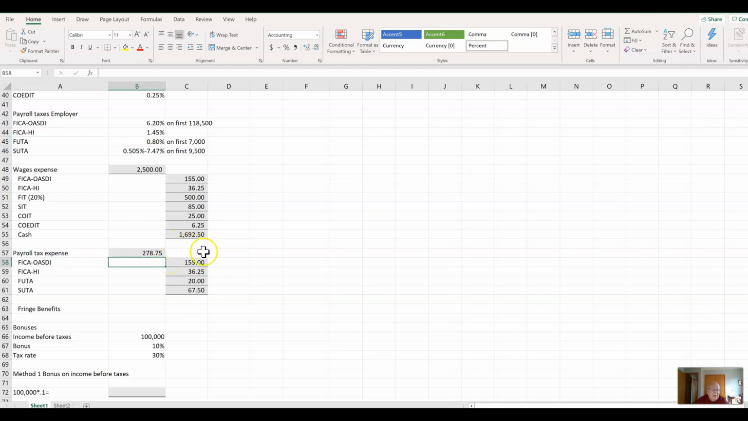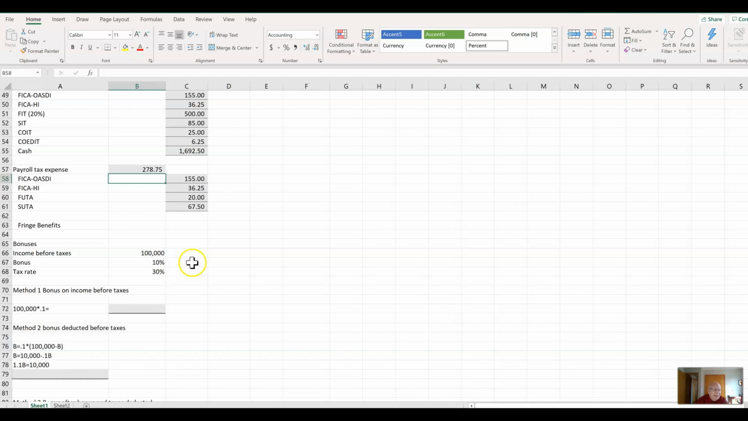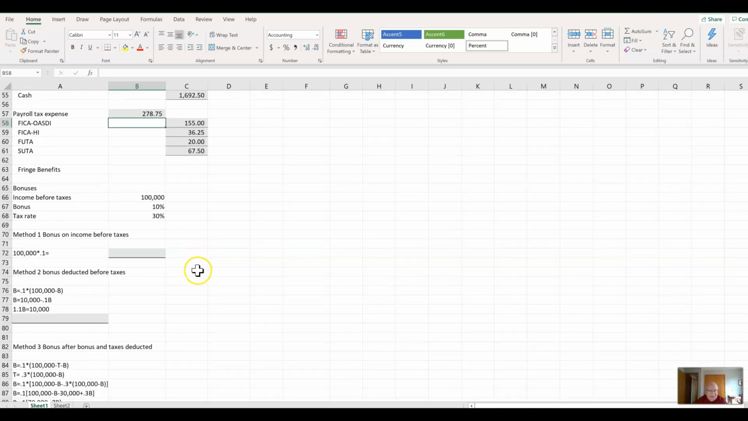Okay. Then what we'll have is some bonuses, if you want to give a bonus. And I did it 3 different ways. This is the simplest one. It's 10% of income before taxes, before the bonus and the taxes are calculated out. And if we assume $100,000 in income, so equal the 100,000 times the 10%, you get $10,000. That one's not used very often.